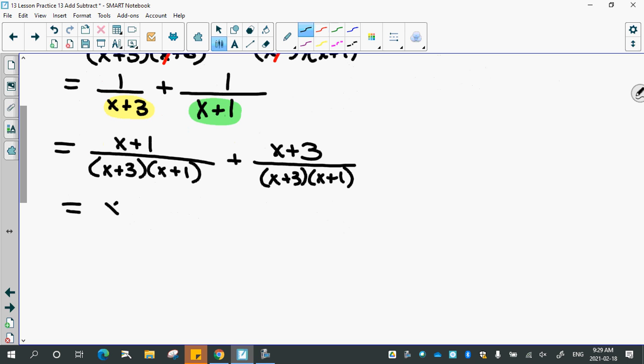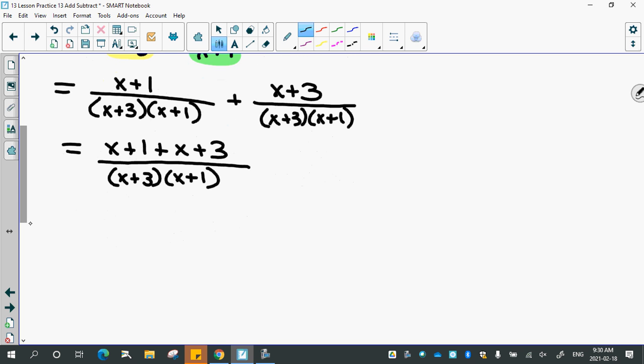Now I add the numerators over the common denominator. And expanded, simplify, well, it's already expanded, but I have to simplify it by collecting like terms. So if I do that, I've got 2x plus 4.